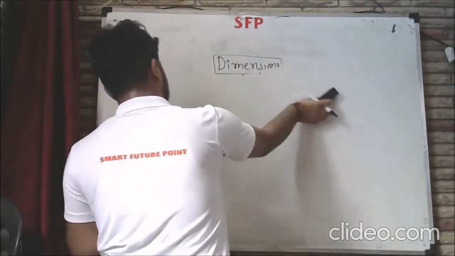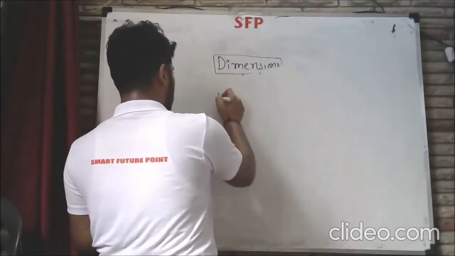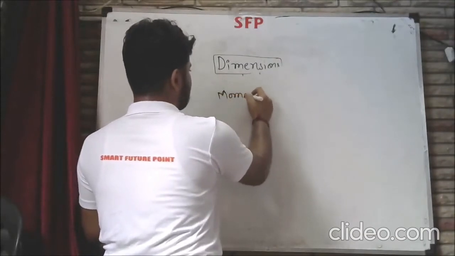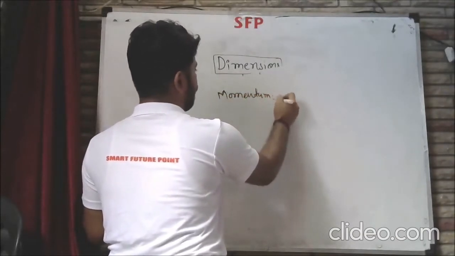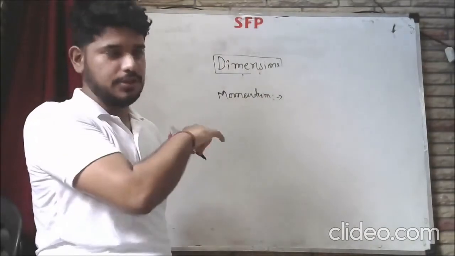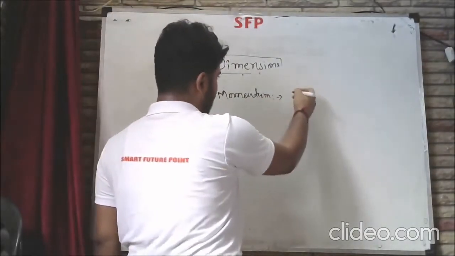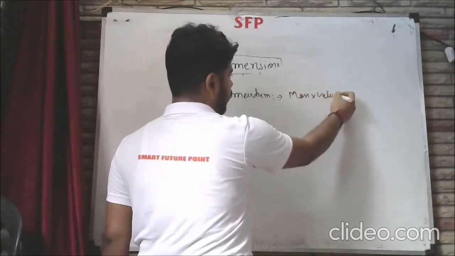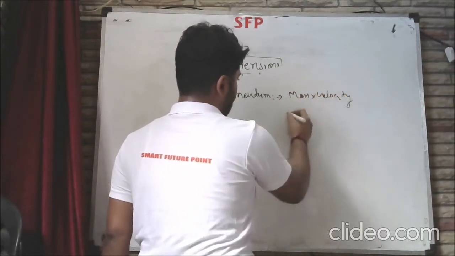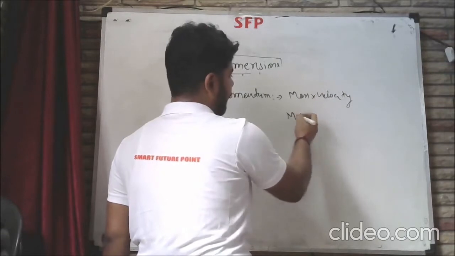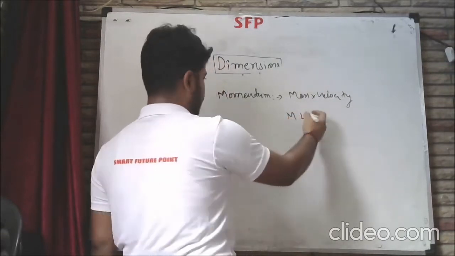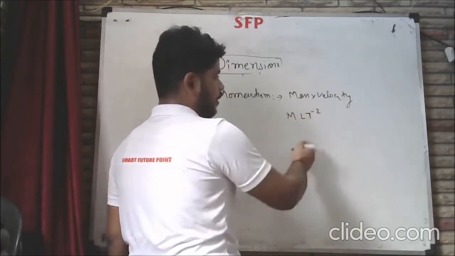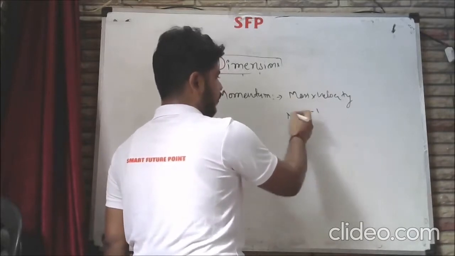Next, you have to find the momentum. All these are the same quantities for which you found the units in the last video. What will be the momentum? Momentum is nothing but mass into velocity. The dimension of mass is M, and of velocity is LT minus 1, so momentum is MLT minus 1.